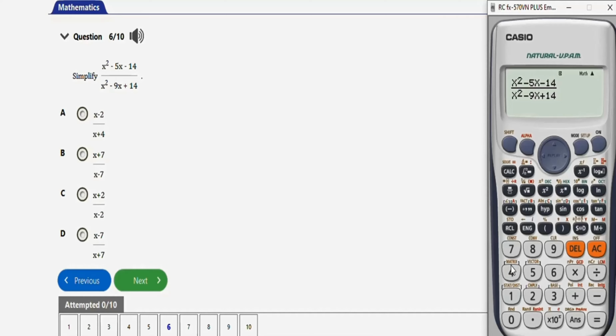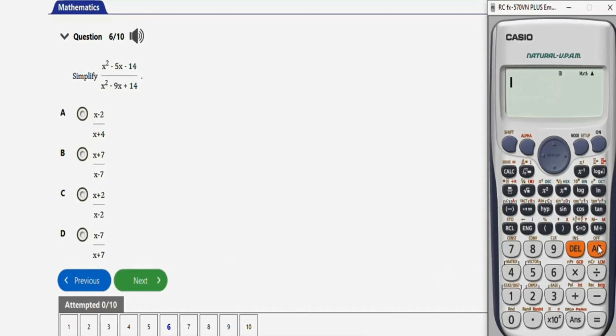So that's it, guys. Let's press equal to see the output. Math error. Let's go back and check something. Okay, minus 5x minus 14. We have math error. So what it means is, let's simplify the options. Any one that gives us math error will also be the answer to this question.